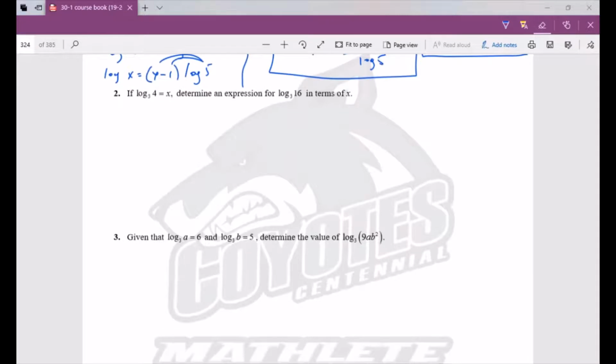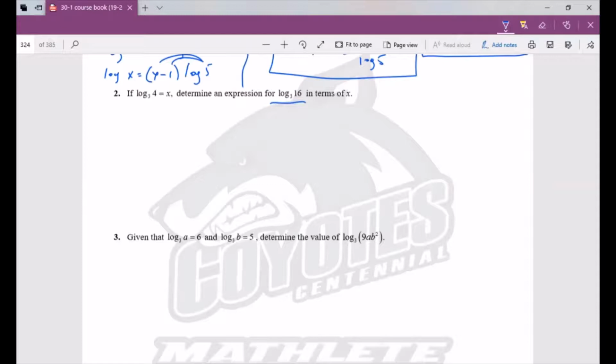Question number 2. We're being told that the logarithm of 4 base 3 is equal to x. If you think about what that means numerically, log 4 base 3 means 3 to what exponent is 4, and 4 is a little bit more than 3. It's certainly less than 3 squared, which is 9, so something like 1.2 or something like that. But for now, we're just calling it x, because we want to write an expression for log 16 base 3 in terms of x.